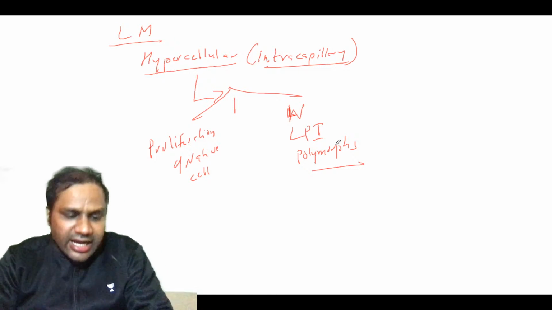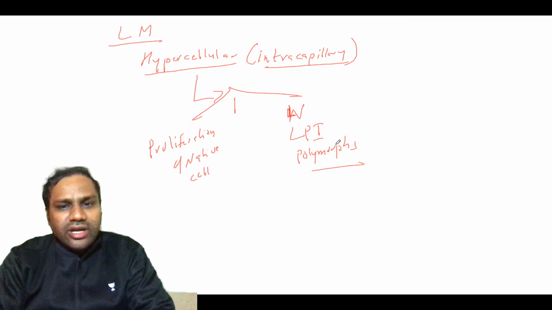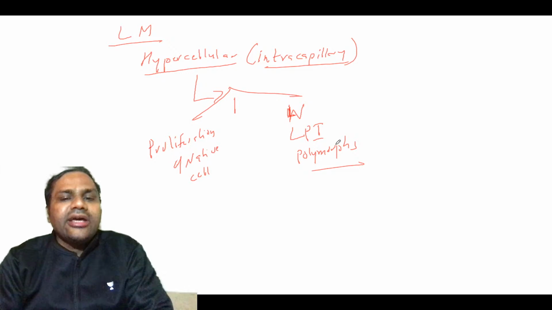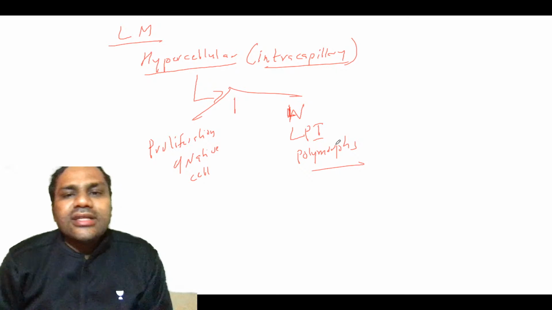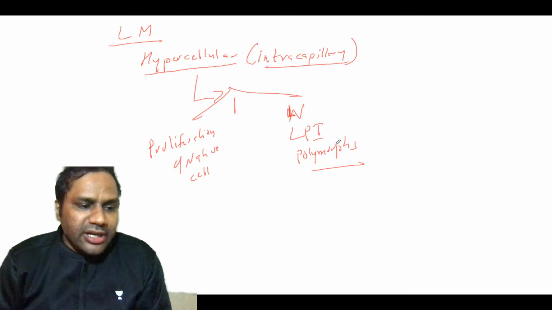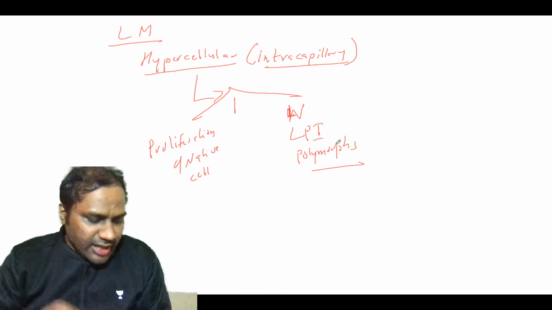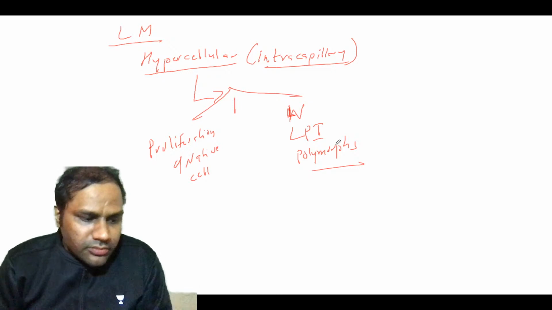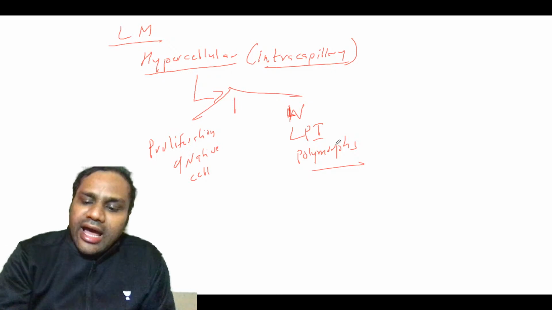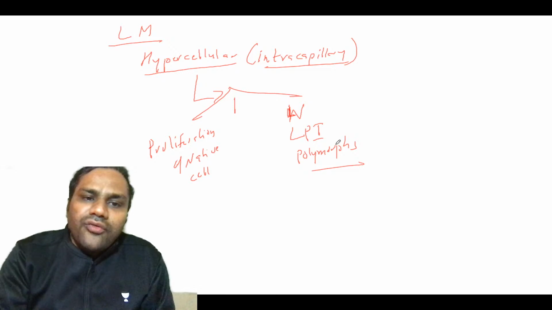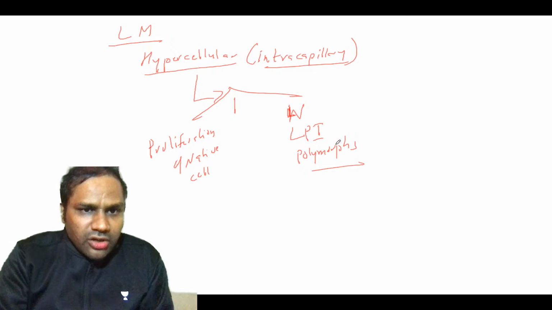Now since intracapillary cellularity has increased, what happened? The capillary lumens are blocked. That is another important point you need to know. So this is about the light microscopic finding of post-streptococcal glomerulonephritis.